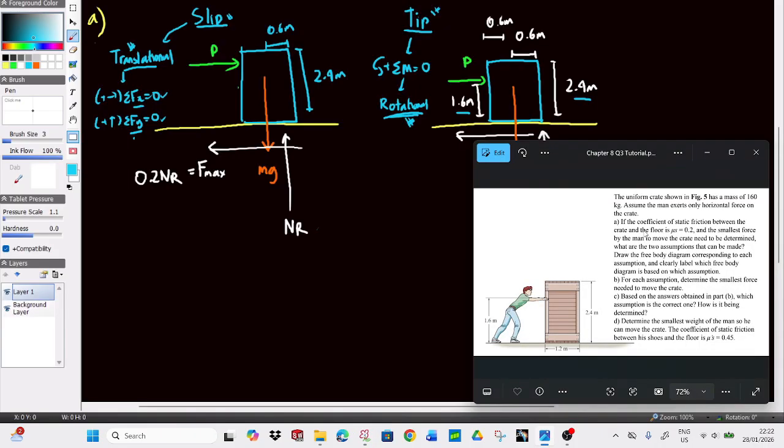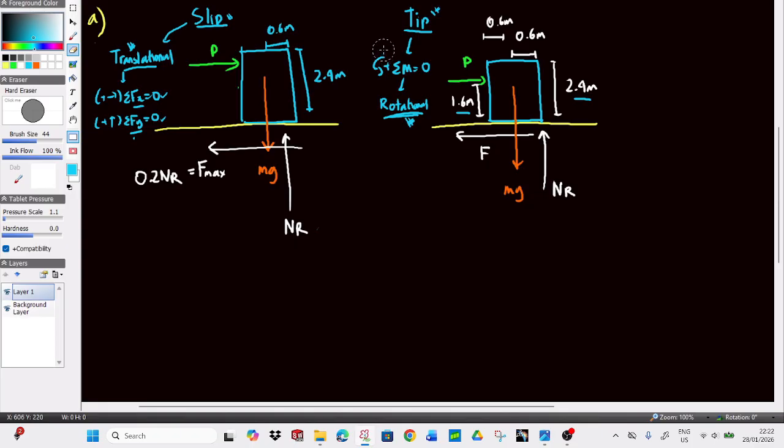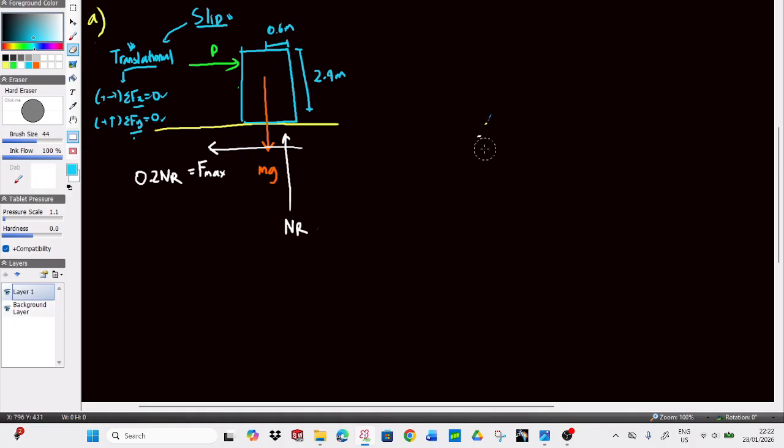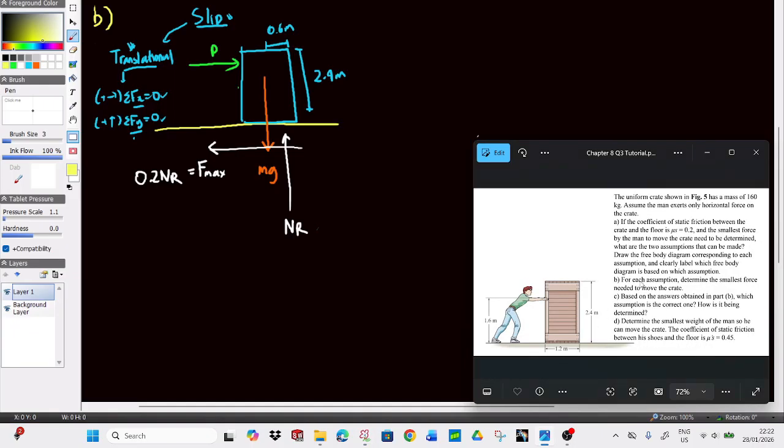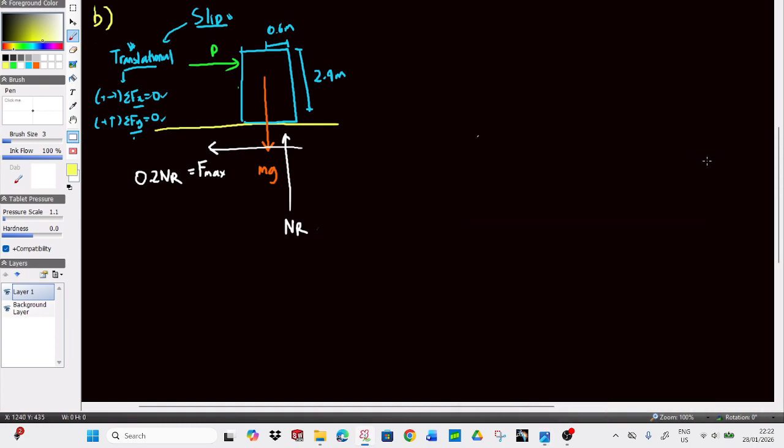So moving on to question B. For each assumption, determine the smallest force needed to move the crate. To do so, let's assume the slip condition first. Then we'll worry about the tip condition later. So if we assume the slip condition first, we want to find the smallest value of the force from the man pushing the box, the smallest force needed to move the crate.